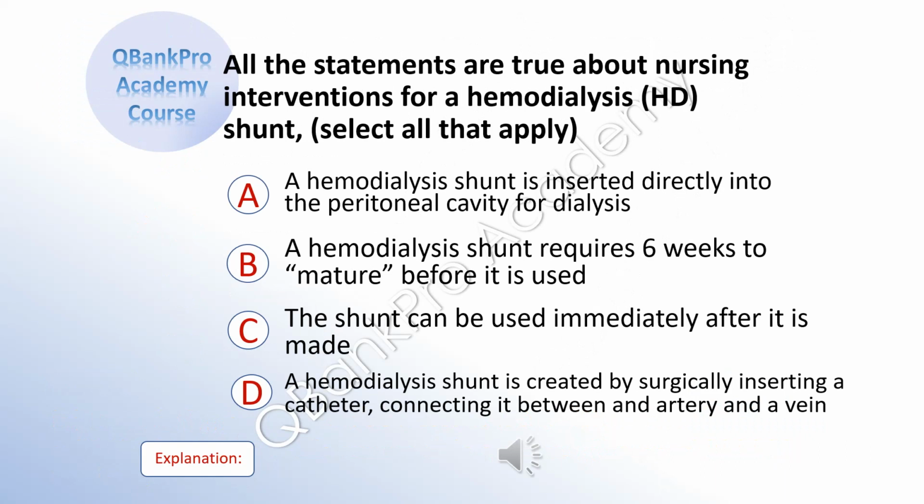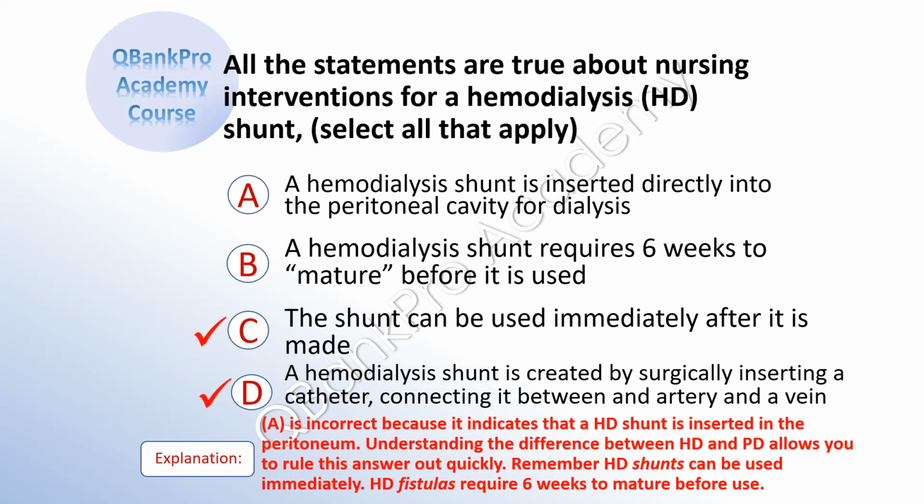Which of the statements are true about nursing interventions for a hemodialysis shunt? Select all that apply. A, a hemodialysis shunt is inserted directly into the peritoneal cavity for dialysis. B, a hemodialysis shunt requires 6 weeks to mature before it is used. C, the shunt can be used immediately after it is made. D, a hemodialysis shunt is created by surgically inserting a catheter, connecting it between the artery and vein.